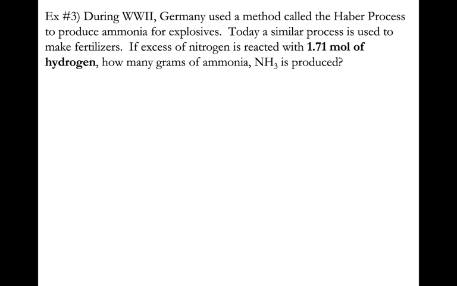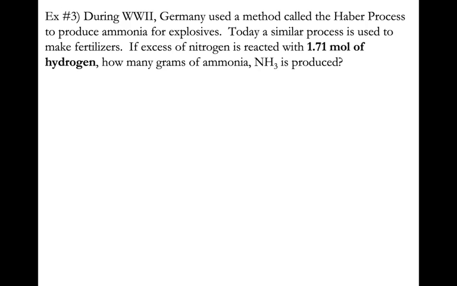This question says, during World War II, Germany used a method called the Haber process to produce ammonia for explosives. Today, a similar process is used to make fertilizers. If excess nitrogen is reacted with 1.71 moles of hydrogen, how many grams of ammonia, or NH3, is produced? Looking at this problem, there's a lot of fluff in the beginning. The first two sentences are nice information to know, but we don't actually need that to solve the problem.